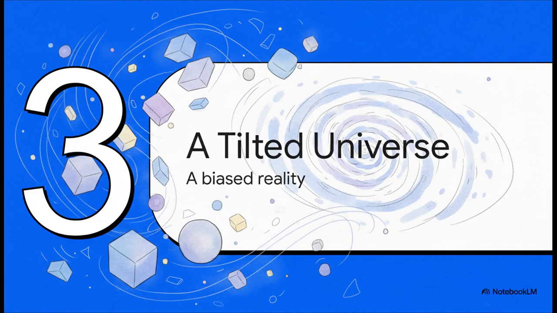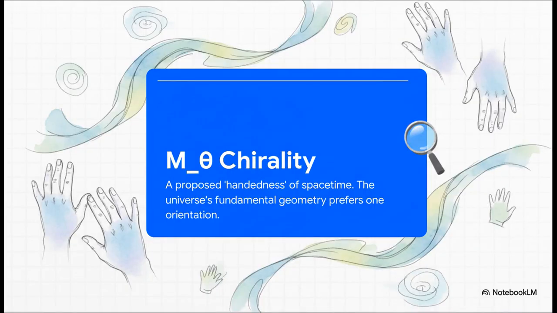And that brings us to this absolutely mind-bending idea. What if the very fabric of reality is biased? What if the universe itself has a preferred direction, a fundamental tilt built right into it? Okay, the fancy name for this is chirality, which really just means handedness.